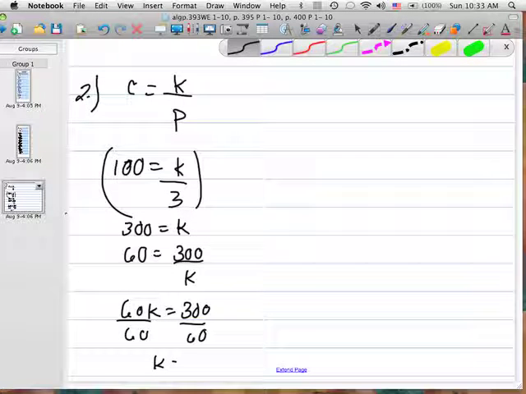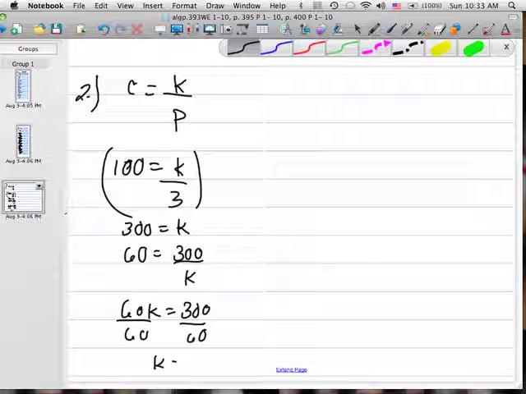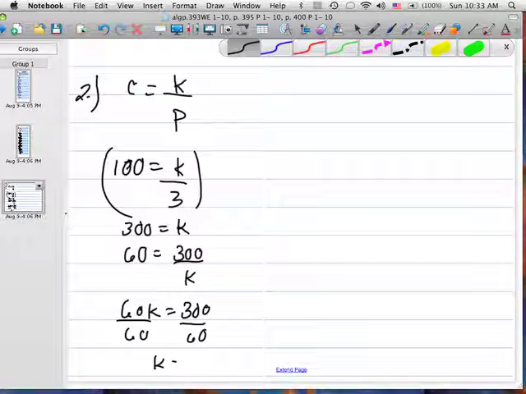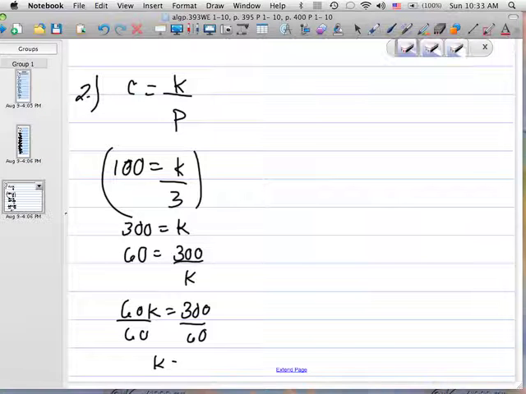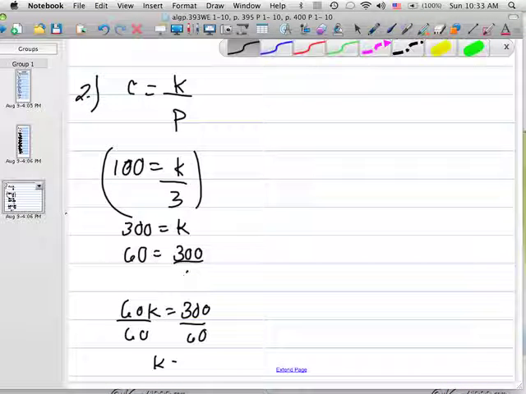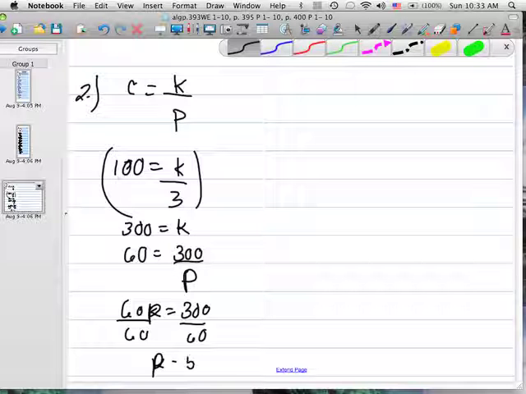And we would need, that should be people down here. Let's change this to people. And the number of people needed would be 5.